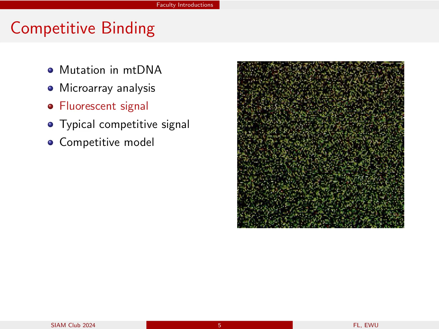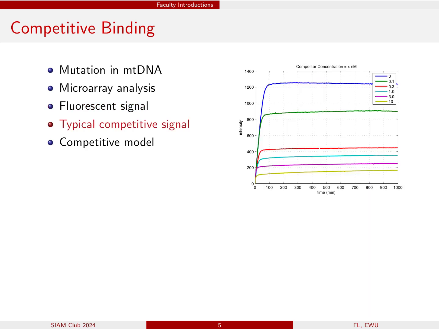So a typical competitive signal as a function of time, as these combined, might look like this, where you can see the blue line is an example of no competitor, and then the more competitor you add, the more that signal decreases. Now we can write down some differential equation models for this type of system, analyze those differential equations, and when you do that, you end up looking at what's called a nonlinear system of ordinary differential equations that looks like this.